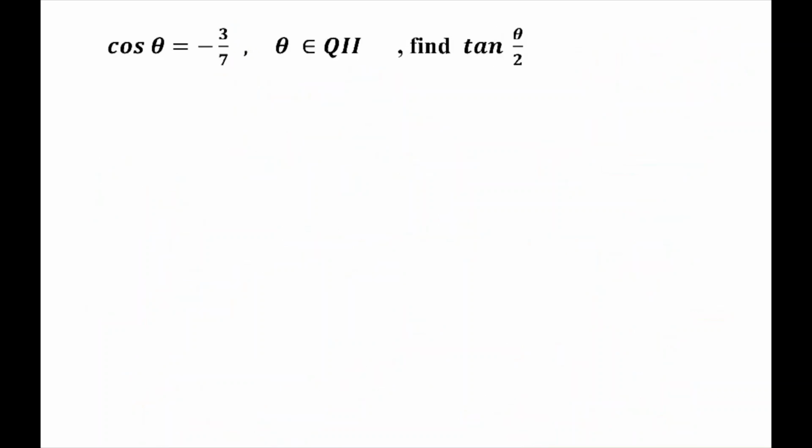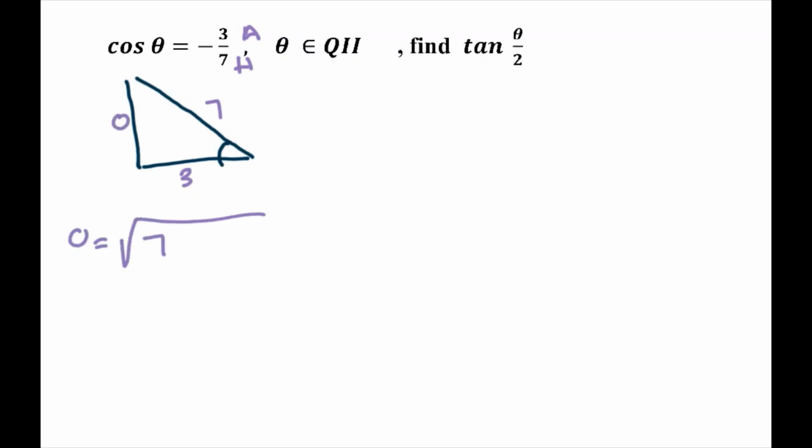What about this question here? Cosine theta equal negative 3 over 7, theta in quadrant 2. So if I draw, 3 is adjacent over hypotenuse, and I need to find the opposite. And that's going to be equal to square root of 40, which is 2 square root of 10.